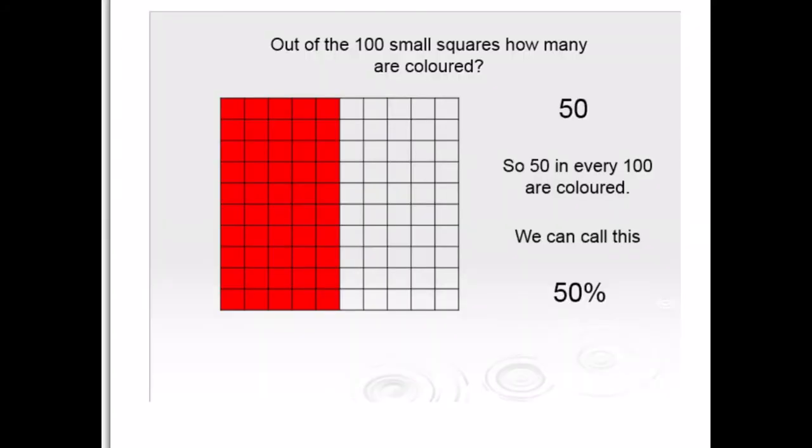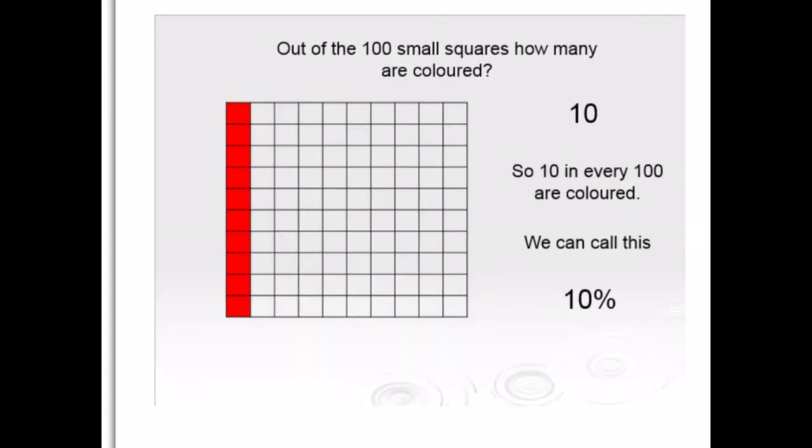Out of 100 small squares, how many are coloured? Well, a quick count, they're in rows of 10, 20, 30, 40, 50. So 50 out of 100 are coloured in, so we have 50% coloured in, because remember, percentage is out of 100. On this grid, we have one row of 10 coloured in, so we've got 10 out of 100 coloured in, making 10% being coloured.